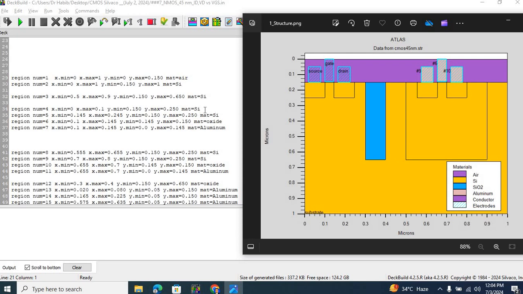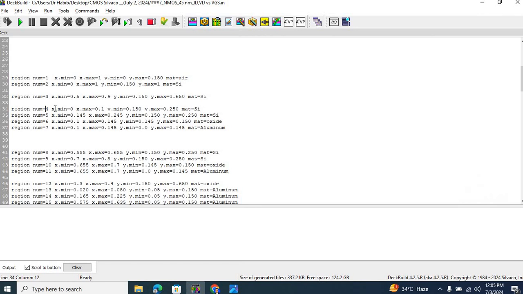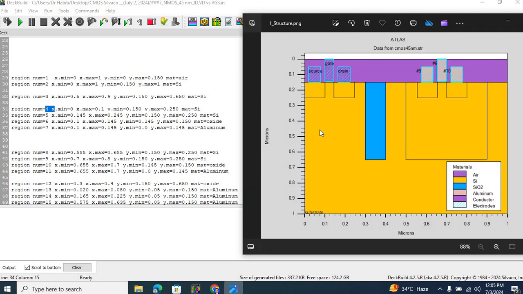Region number 4 is once again silicon, running from 0 to 0.1 micrometers in the x direction, so basically from here to here, and then from 0.15 to 0.25. So basically my region number 4 is actually the source region for the NMOS. Similarly, region number 5 is the drain region for the NMOS.